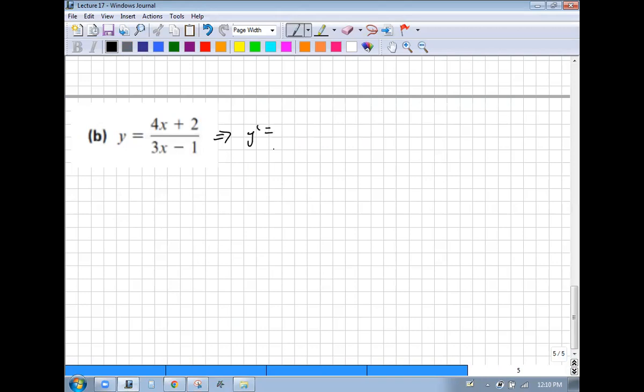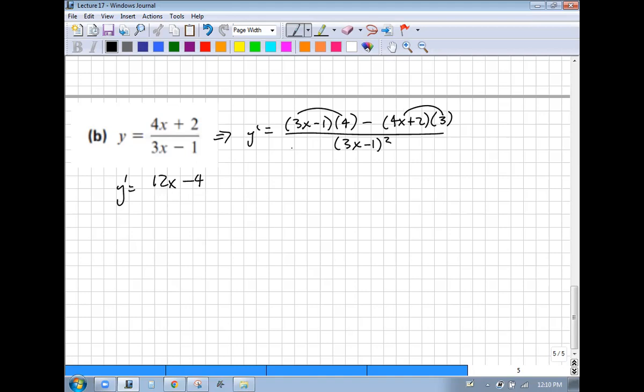Y prime, let's see, we have to use the quotient rule, right? Which is the bottom times the derivative of the top minus the top times the derivative of the bottom, all over the bottom squared. And now we're going to want to take the derivative of this. So let's go ahead and do the algebra and make it as pretty as we can, right? So y prime, we have 12x minus 4 minus 12x minus 6. Okay, those go away. We got negative 10 over 3x minus 1 squared. Made it as simple as we can.